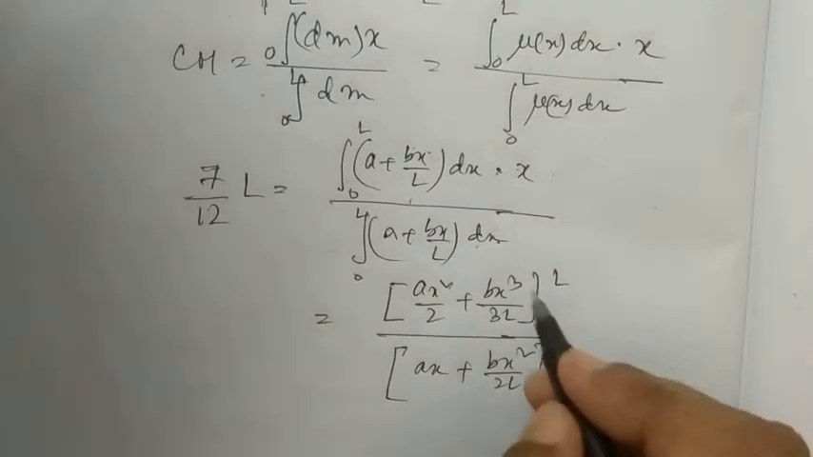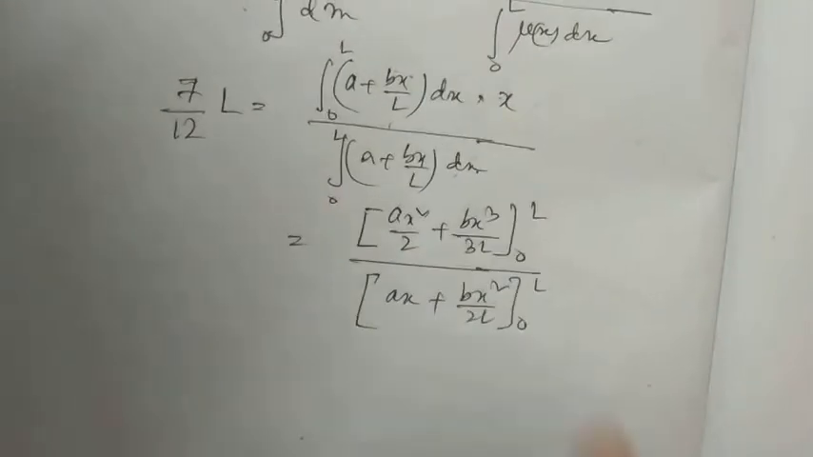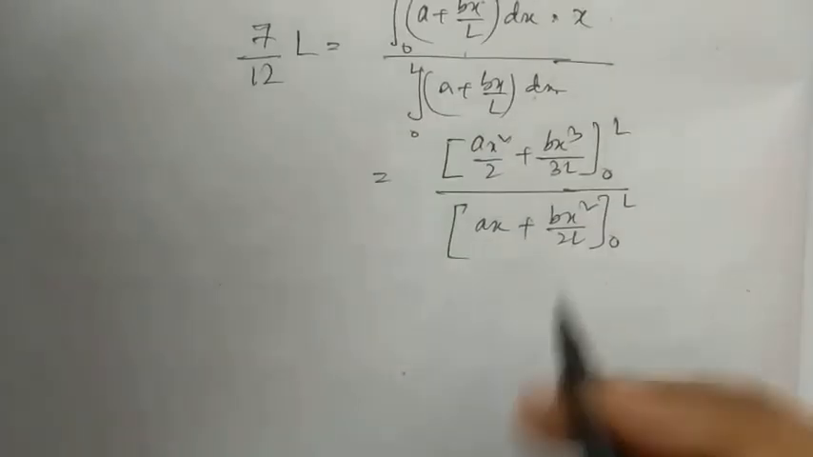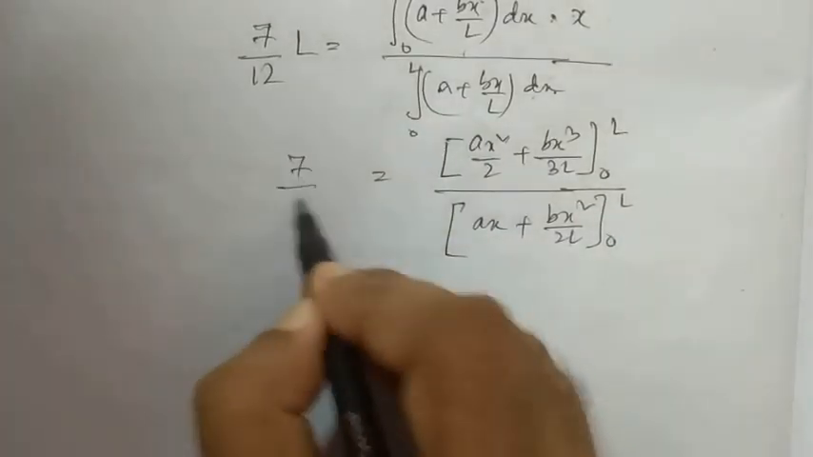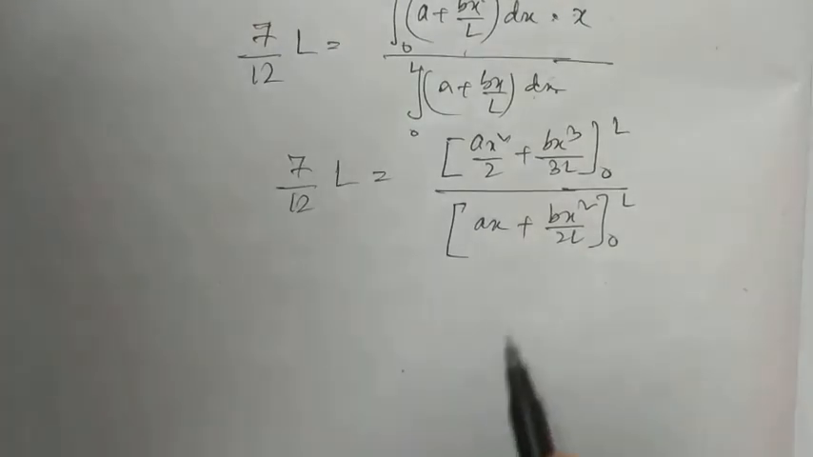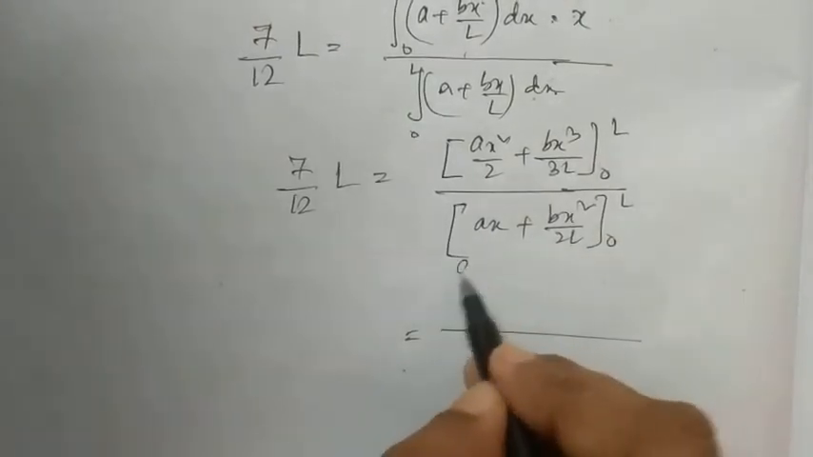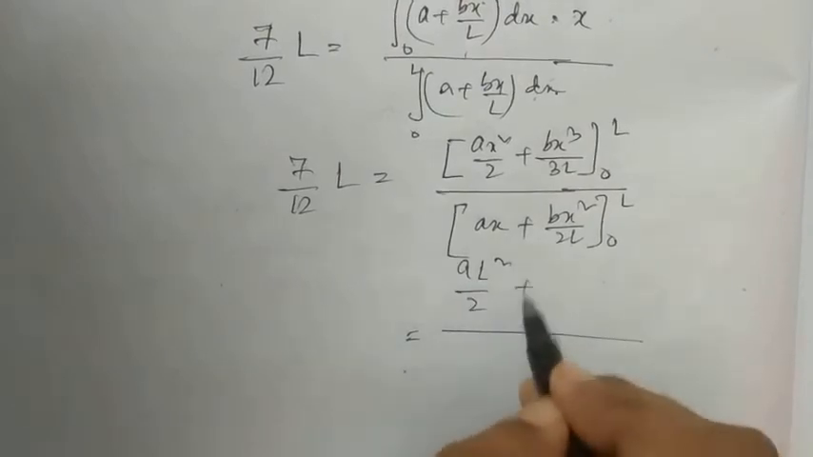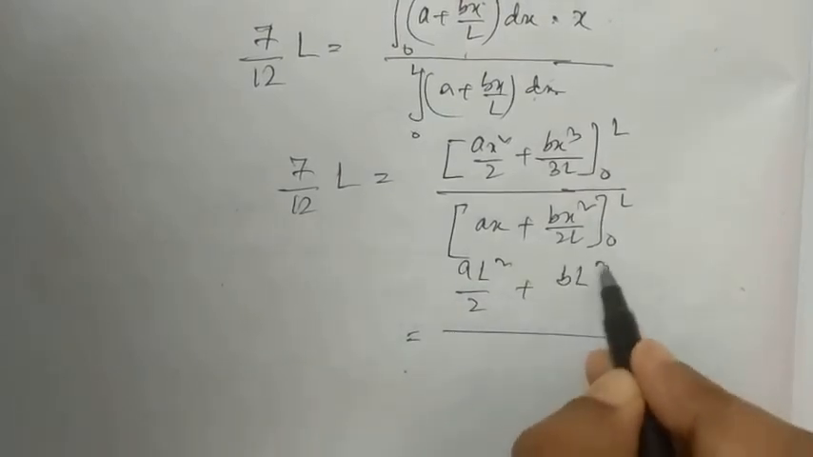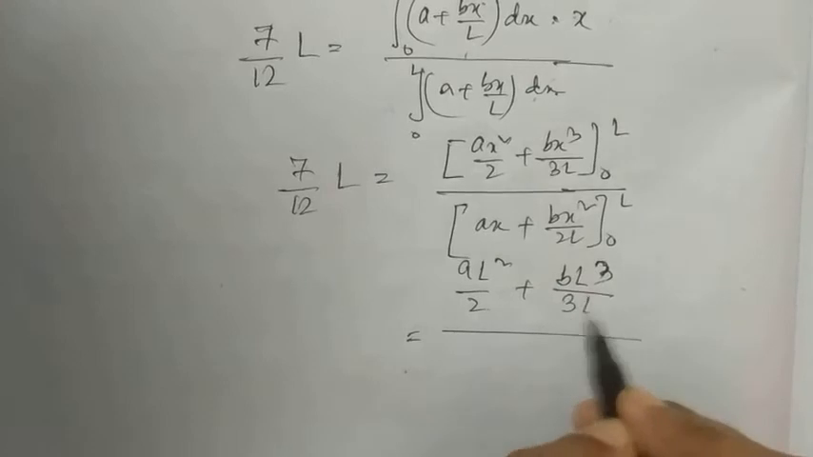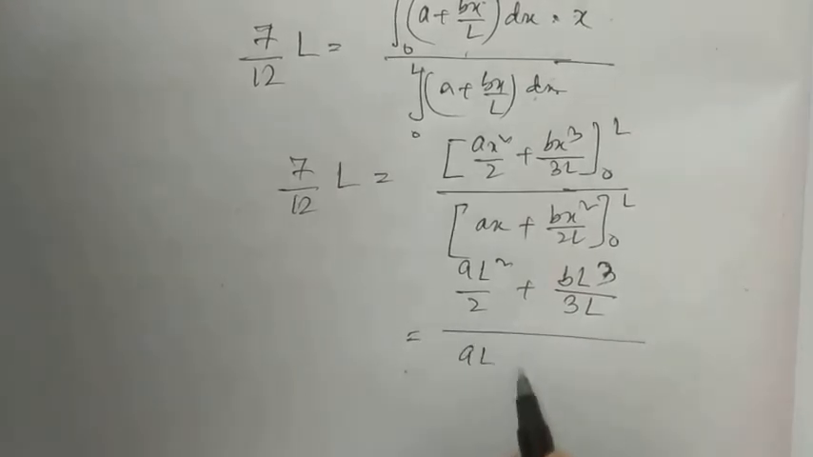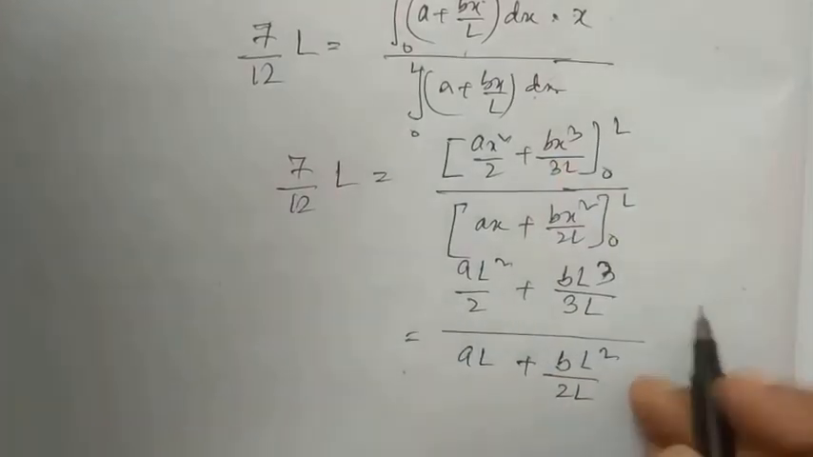Okay, now solving this, if we replace the value of x with L, and 7 by 12 L on the left side. After solving this, what do we get? a L square by 2 plus b L cube by 3L, and a L plus b L square by 2L. If you replace 0, both sides will be 0.